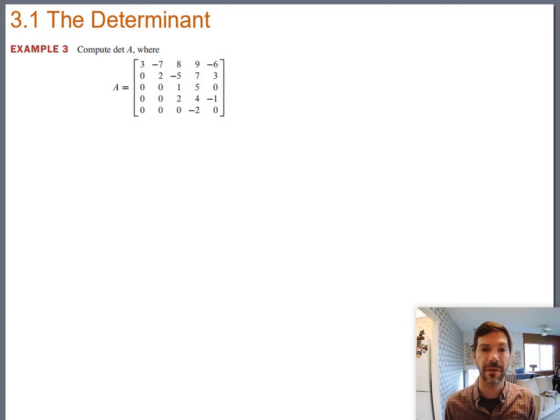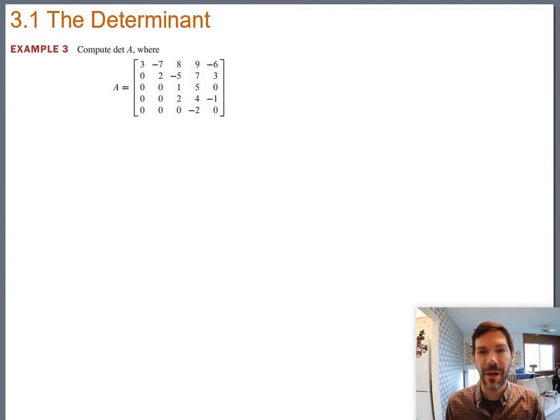Let's take a look at a little bit larger example of doing a determinant. The process is the same as it is for a 3 by 3, but we haven't seen it in a larger one yet. So this is a 5 by 5. This is actually example 3 from the book. This is a 5 by 5, and they just say find the determinant.